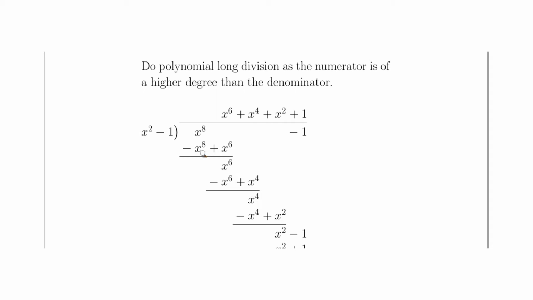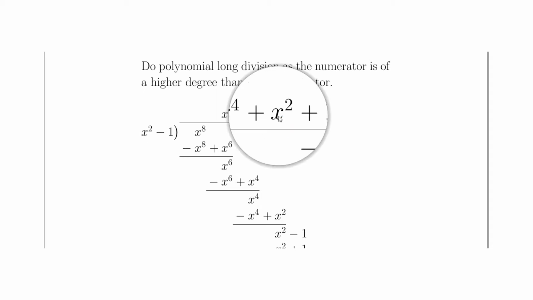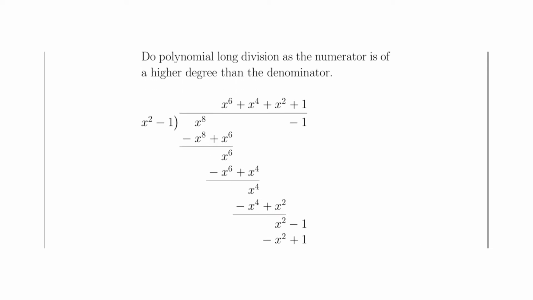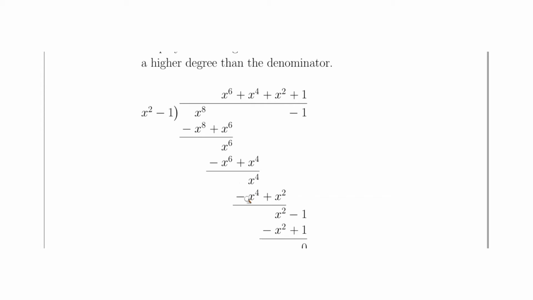So x to the 4 divided by x squared, 4 minus 2 is 2, so that gives us x squared. X squared now times our denominator, x squared minus 1, flipping the sign, minus x to the 4 plus x squared. Okay, so x to the 4 minus x to the 4 is 0. 0 plus x squared is x squared. And then we've got a minus 1 term here, so we can just bring that down.